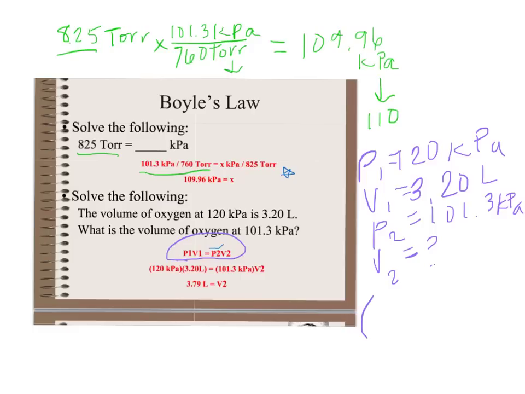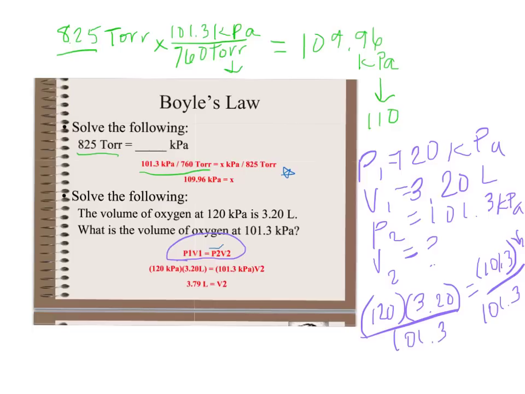So we're going to plug into this formula. So we have P1, which is 120, times V1, which is 3.20, equals P2, which is 101.3, times V2. So in order to get V2 by itself, we have to divide both sides by 101.3. And we should get for V2 3.79. And that's good for our sig figs, and our units are liters since it's volume.